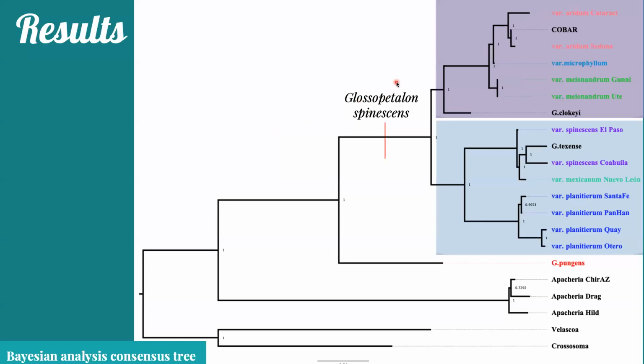Now, for everyone else, you can see we have two major groups. So we've got a node here and a node here, and everyone else comes out from there. Everyone else is going to be Glossopetalon spinescens. And we'll talk about this a little bit more. But ultimately, what was really cool about this is if you look at everyone that's in this group and everyone that's in this group, they correspond to biogeography, so where they are throughout the species range.